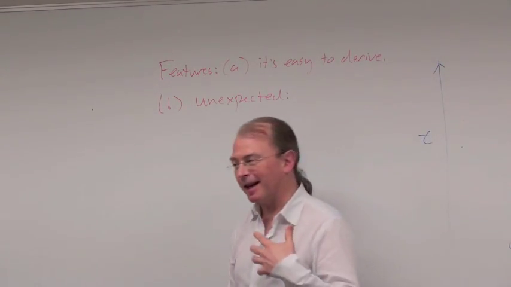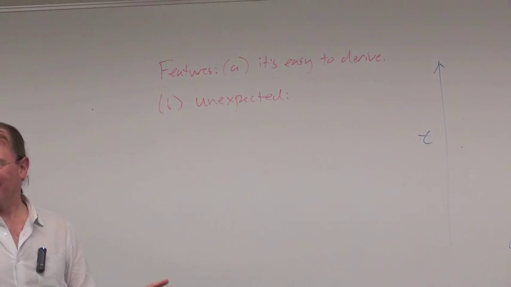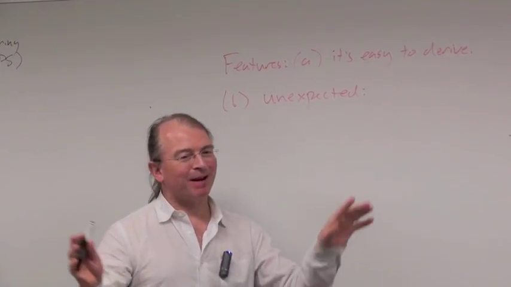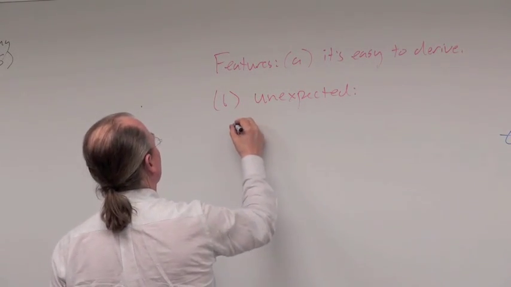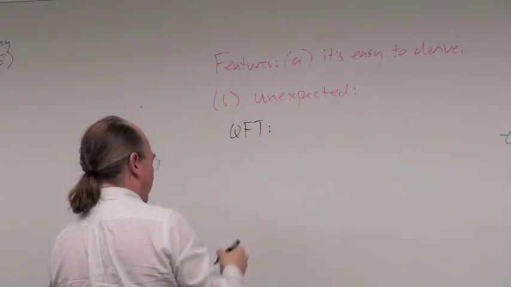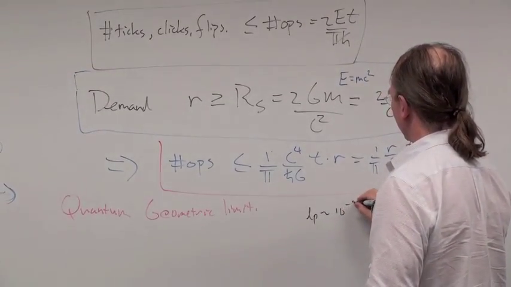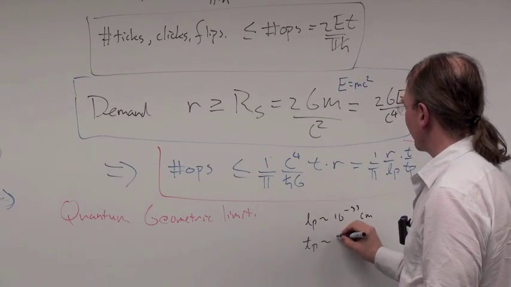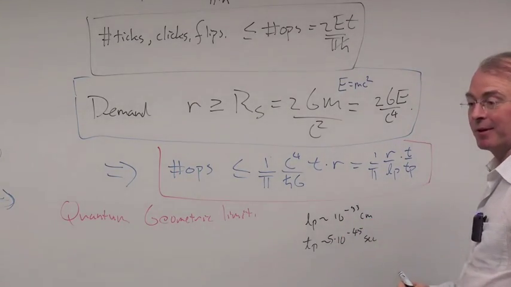In the sense that, and this is an experiment I've done. If, before you tell people what the answer is, you ask a group of people, maybe here people would not even want to worry about it. But if you go to a bunch of particle theorists, quantum field theorists, they would say the Planck scale, this Planck length, is on the order of 10 to the minus 33 centimeters, and the Planck time is on the order of 5 times 10 to the minus 45 seconds. So they're very small numbers.